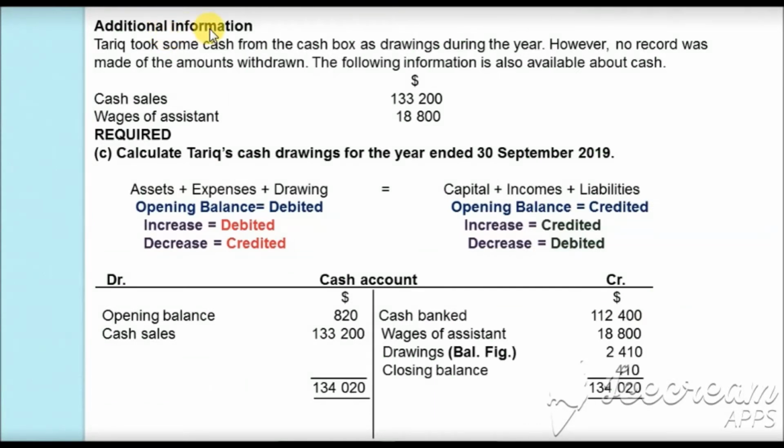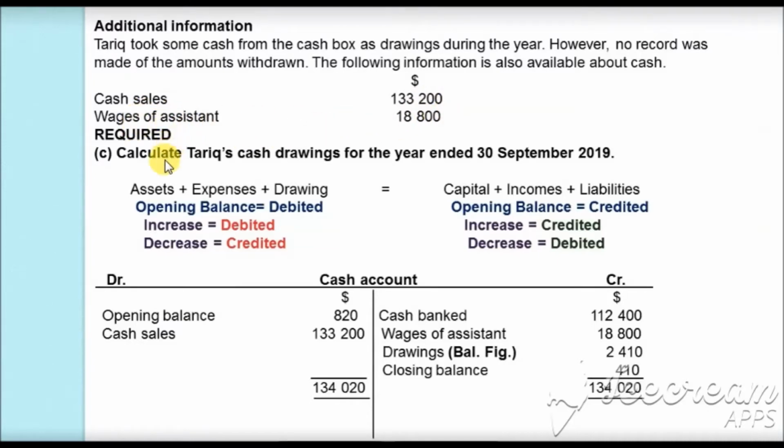Furthermore, additional information is provided which states that Tariq took some cash from the cash box as drawings during the year. However, no record was made of the amount withdrawn. The following information is also available about cash: cash sales $133,200 and wages of assistant $18,800.